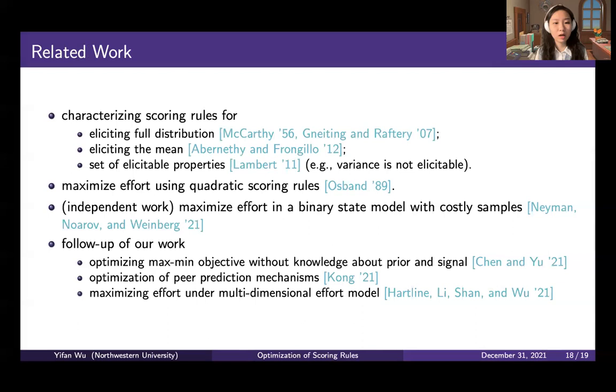There are a lot of follow-ups of our work. For example, Chen and Yu consider the optimization of a max-min objective without knowledge about prior and signal. Kong considered optimization of peer prediction mechanisms. We also have another follow-up work, where we consider maximizing effort when the effort model is also multidimensional.